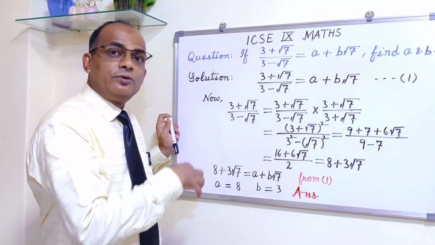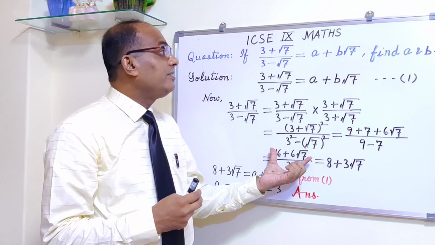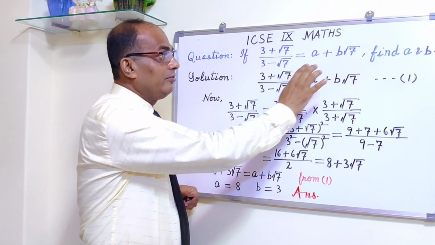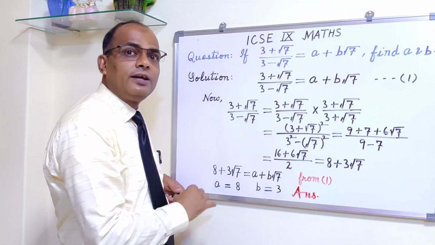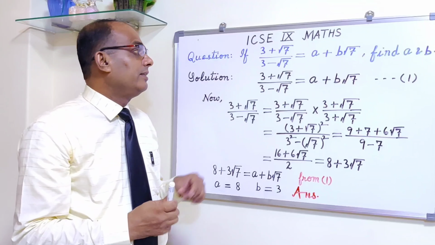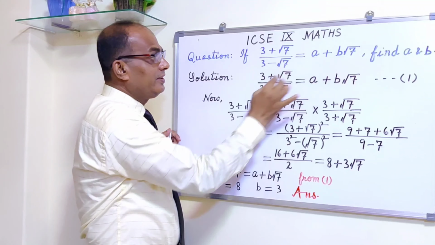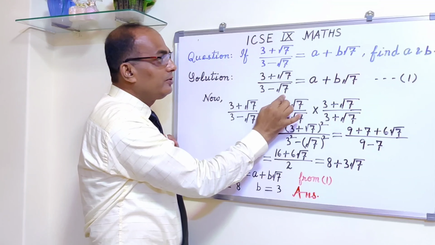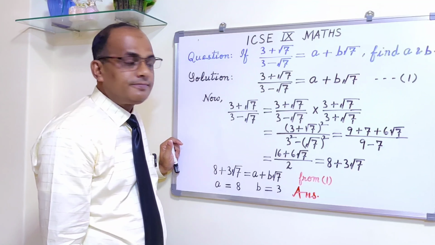Now here, what we are going to do today: we will not only rationalize this left hand side, but also find out the values of a and b by comparing both the sides, right? So look here. Once again, I have noted down this question, 3 plus root 7 upon 3 minus root 7 is equal to a plus b root 7, and I am calling this equation number 1.